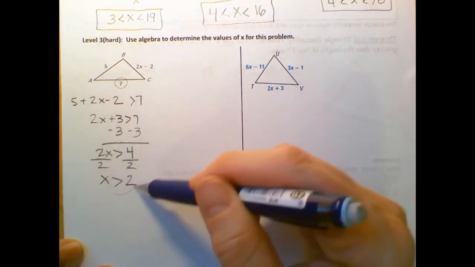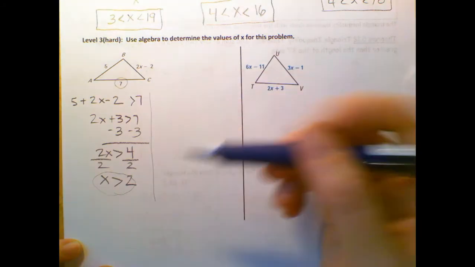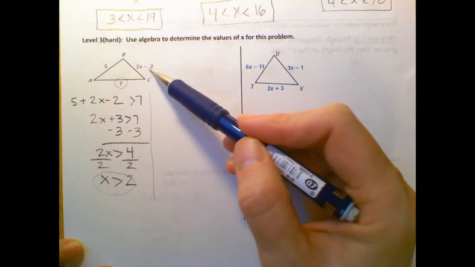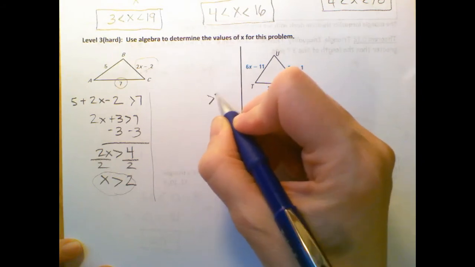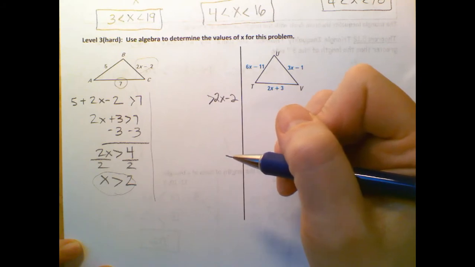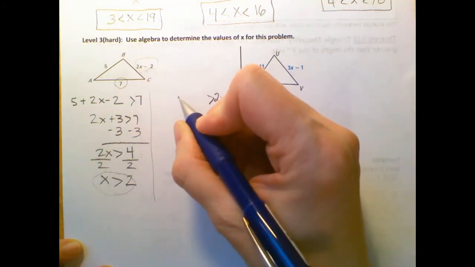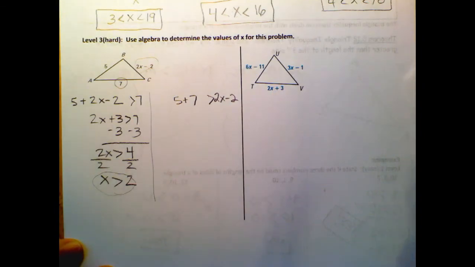X has to be greater than 2. That's half of our answer, but the other scenario is, what if this side is the longest? So we're going to go ahead and put 2x minus 2 on that right-hand side. And we would have to know that 5 plus 7 has to be greater than 2x minus 2.